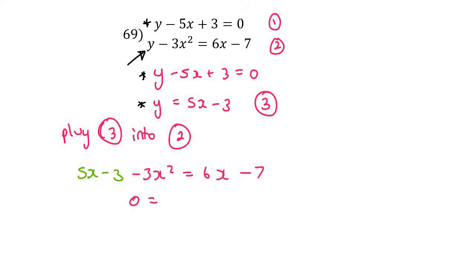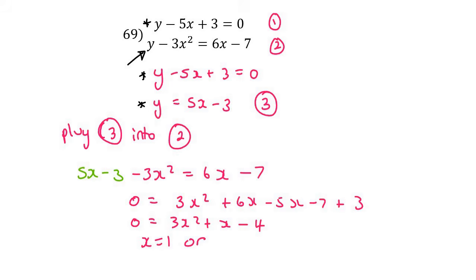So I'm going to take everything to the right, and so we're going to end up with 3x squared plus 6x minus 5x minus 7 plus 3. And so that's going to be 3x squared plus x minus 4. I'm going to use the quadratic formula now. Oh, nice answers. x equals 1 or x equals negative 4 over 3. Now we know that negative 4 over 3 in decimals is actually negative 1.33.